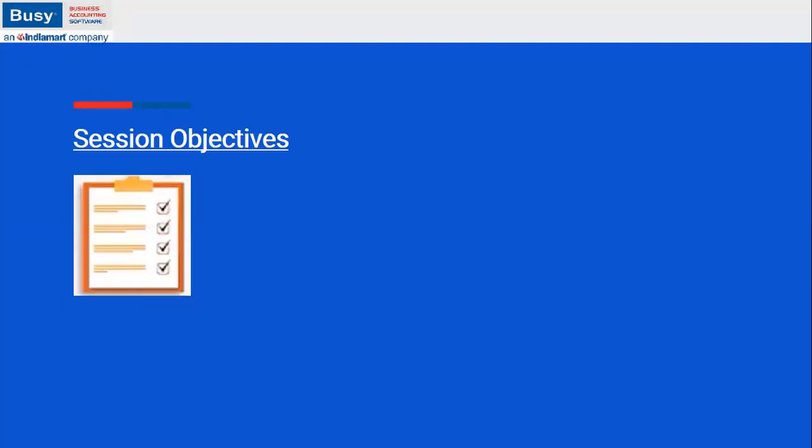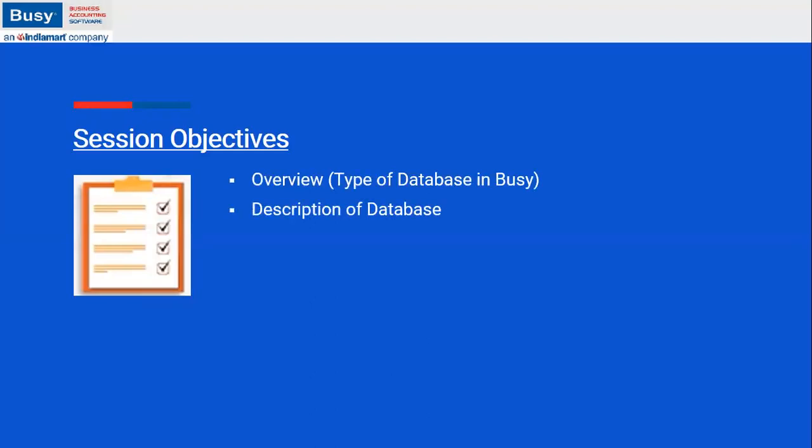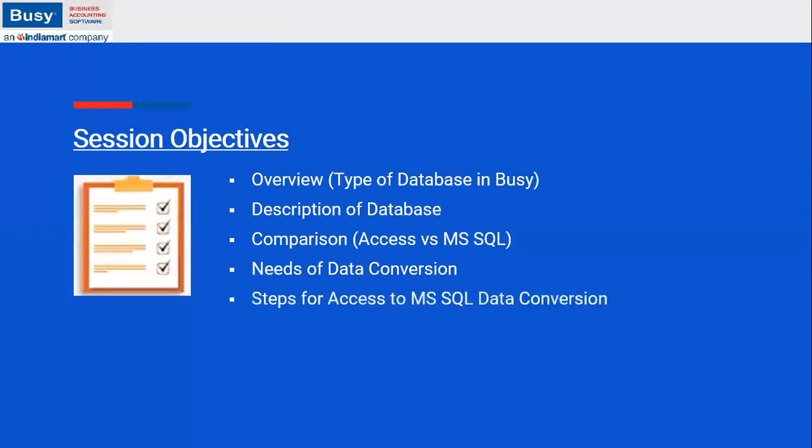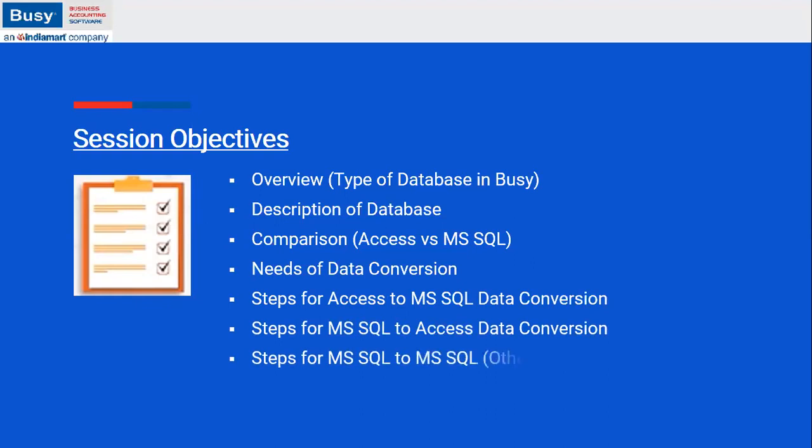First, what are the session objectives? Means in this session, what you will learn. Number one is overview, types of database in Busy software. Number two, description of database. Number three, comparison of Access versus SQL database. Number four, needs of data conversion. Number five, steps for Access to MS SQL data conversion. Steps for MS SQL to Access data conversion. Steps for SQL to SQL data conversion in other versions. And at last is Q&A. So you can send me your queries at the end.